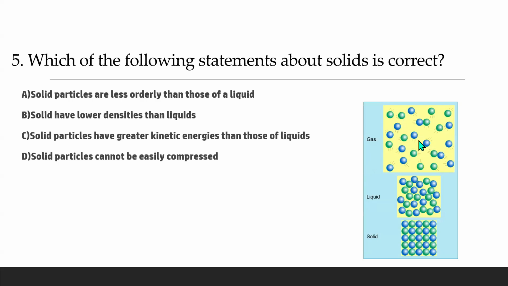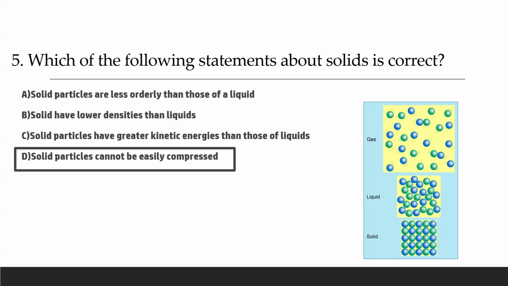So of course, the order and the arrangement of solid particles is far better, more orderly than liquids and then gas. And of course, the density of solids is higher than that of the other states of matter. And of course, the kinetic energy of the particles of a solid is very low. It's lower than the other classes of matter, because kinetic energy is the energy in motion. And of course, because of the arrangement of solid particles, it is not easy to compress. So the answer is D.